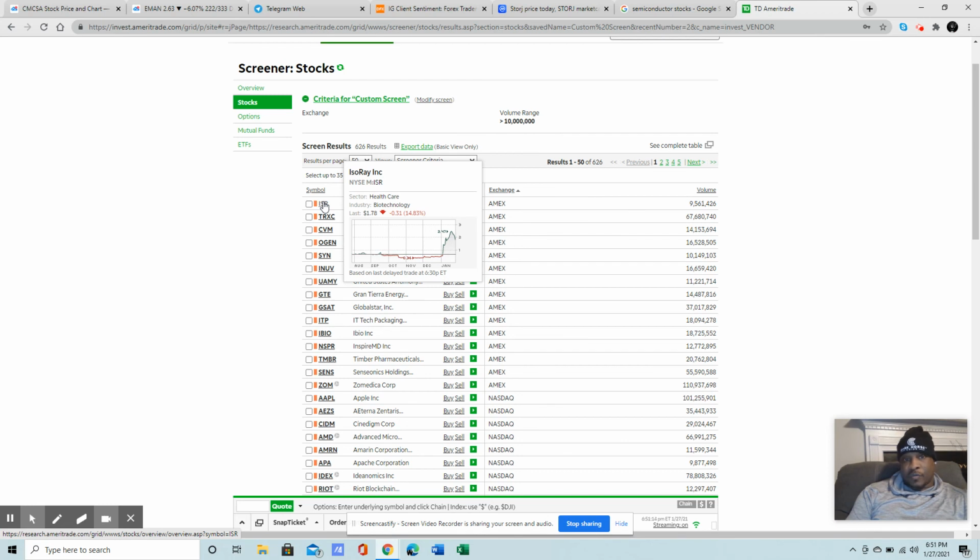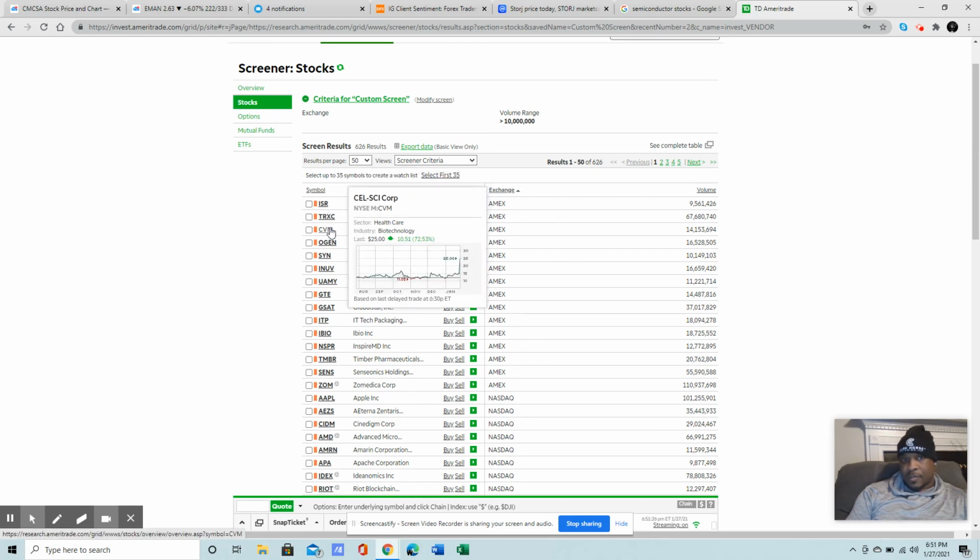All right, so this one was 9 million in volume. I don't know what happened since the stock started tanking. A lot of these got hit. This one went up 72% on biotech.